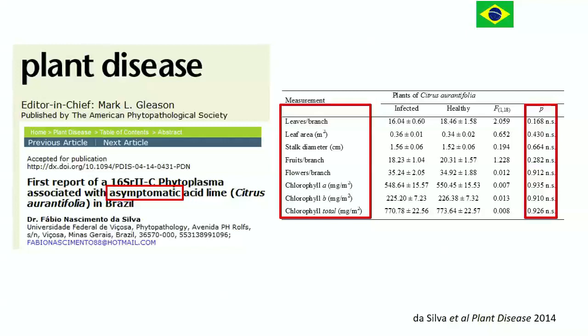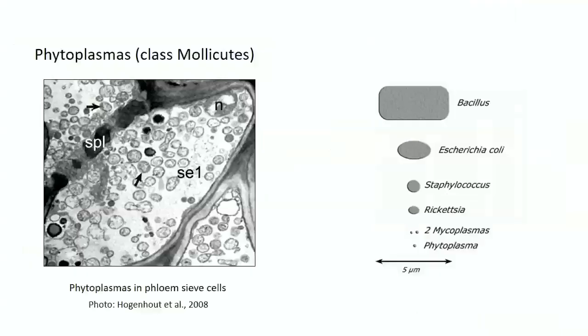And when we started the project, we found this. This was published in 2014. I'd just like to not point out all the specific bits, but these are a number of phenotypic measurements here, and just to show that there's no difference between the infected and the healthy plants. This is all plants found in the field in terms of all these things that the phytoplasmas do change. They affect the growth and chlorophyll and so on. So we're saying we can call this an asymptomatic pathogen. You could even not call it a pathogen perhaps, because it's not causing a disease as such.